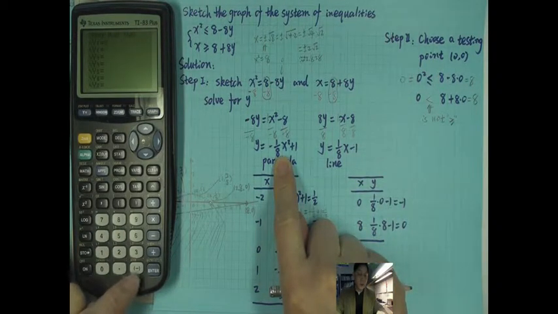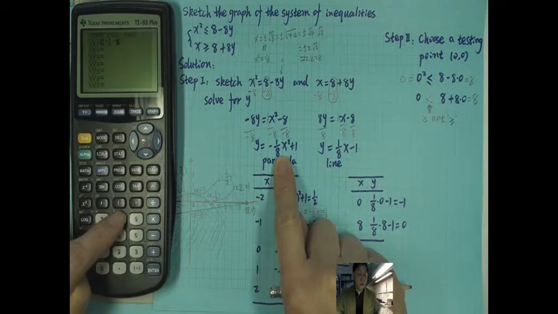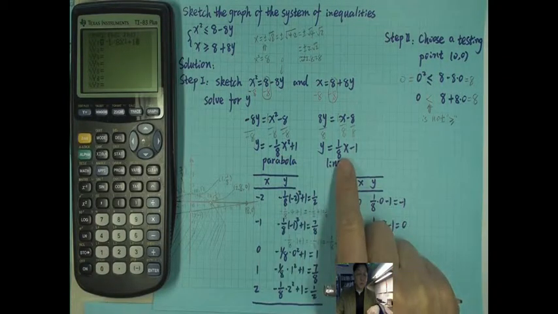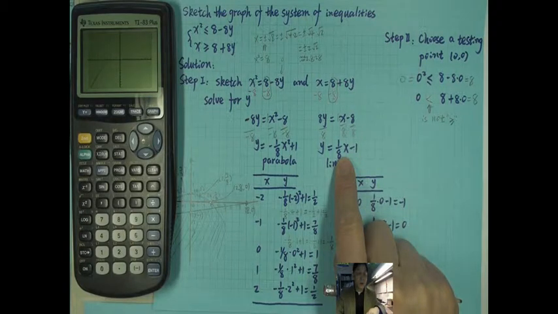Okay, negative, using the sign right here, negative, and then 1/8 times x squared plus 1. Okay, and then if you graph it, hit the graph, and you'll see the picture is like this.